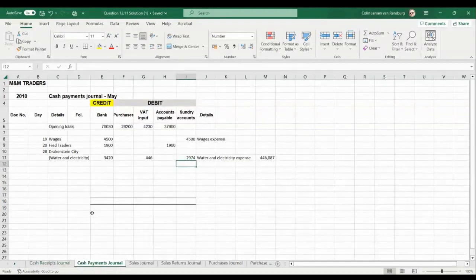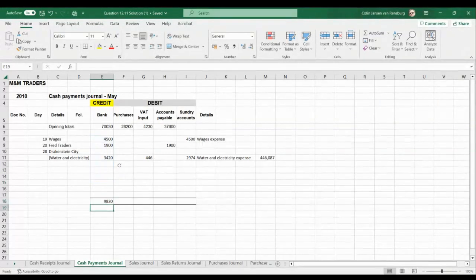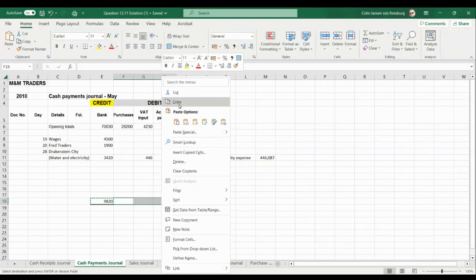Let's go to our cash payments journal. We also add that up. So let us just do that. Once again, I'm just going to add up the new transactions, not all the transactions. So in fact, that total will in actual fact be the 9,820 plus the 70,030 rands, right? So one should actually add that. So let us just go and add up those columns.